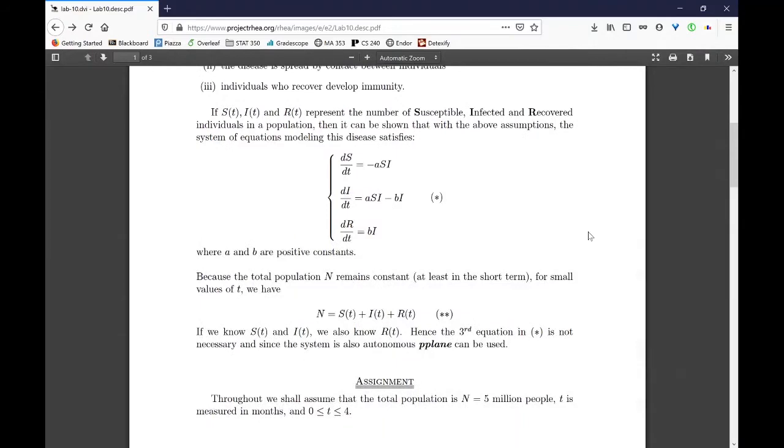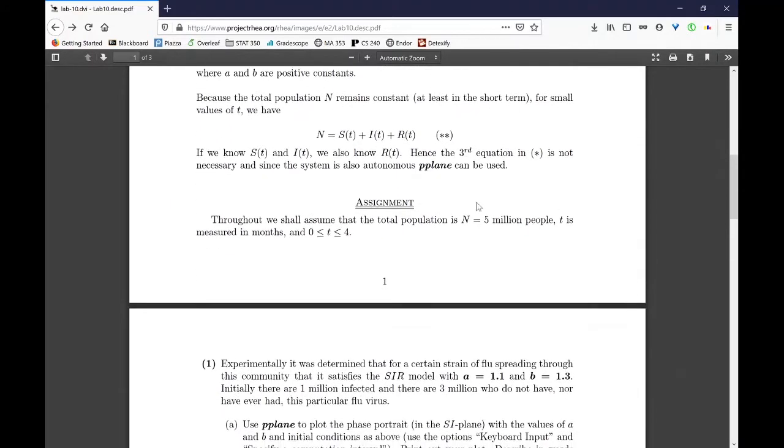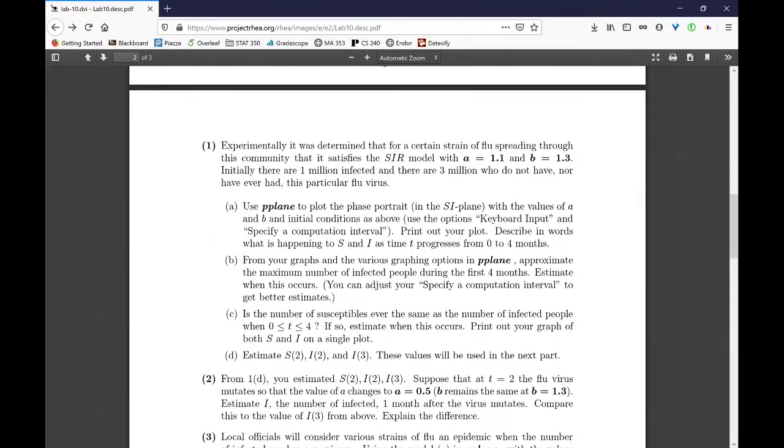Alright, for this assignment, we're going to assume that the total population is 5 million people, that t is measured in months, and that we're measuring the time period from 0 to 4. So for question 1, experimentally, it was determined that a certain strain of flu spreading through this community satisfies the SIR model with A equals 1.1 and B equals 1.3. Initially, there are 1 million infected and 3 million who do not have nor have ever had this particular flu virus. So this means that there are 3 million susceptible.